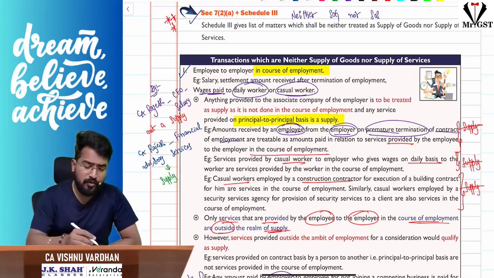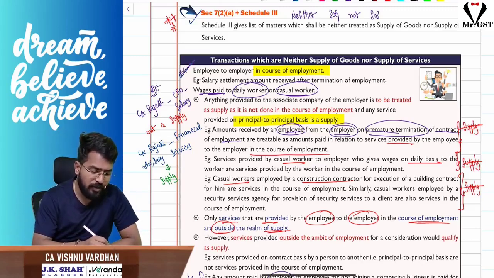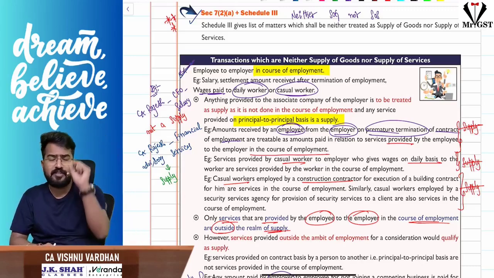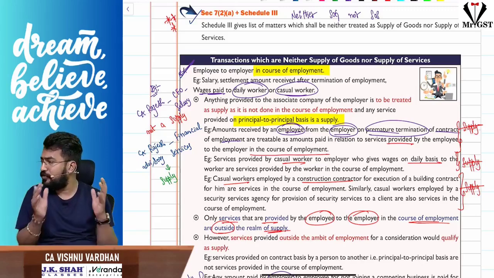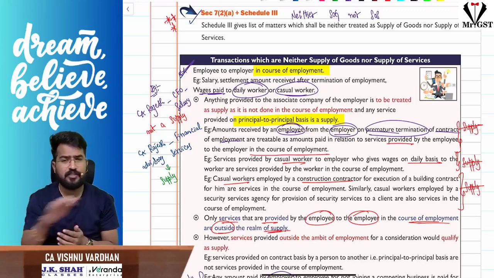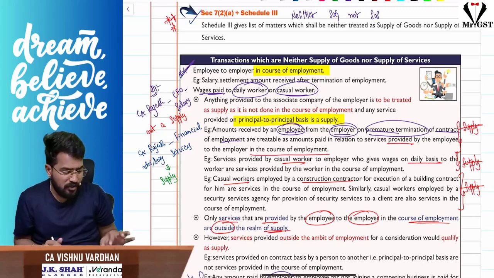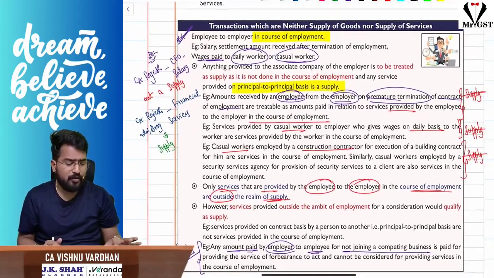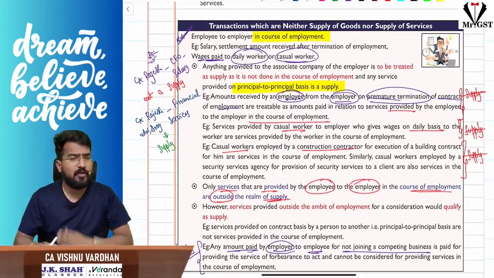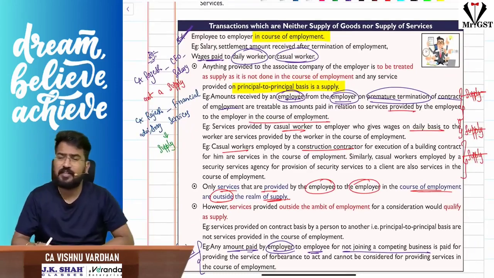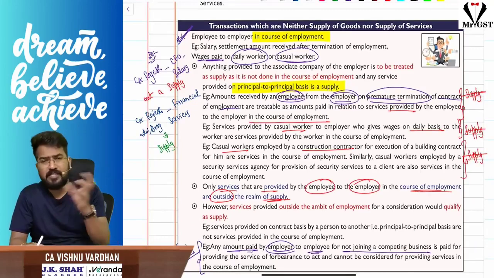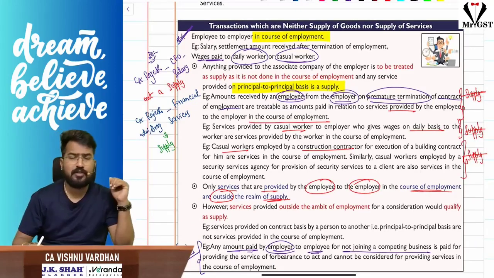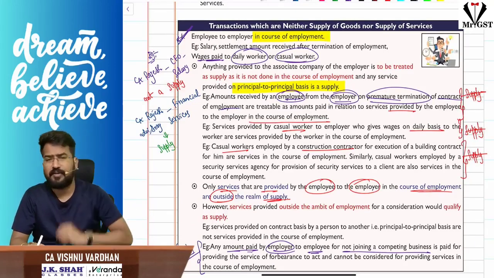So what are the activities given in schedule 3? Number 1, obviously employer and employee. Employee providing his services to the employer in the course of employment contract is neither a supply of goods nor supply of service, hence it is not subjected to GST. Here, as I have already told you, whatever is part and parcel of the employment contract, the salary, perquisites, everything is not a supply, so no GST. But if anything is provided on principal to principal basis, which is outside the contract of employment, then it is supply, it will attract GST.